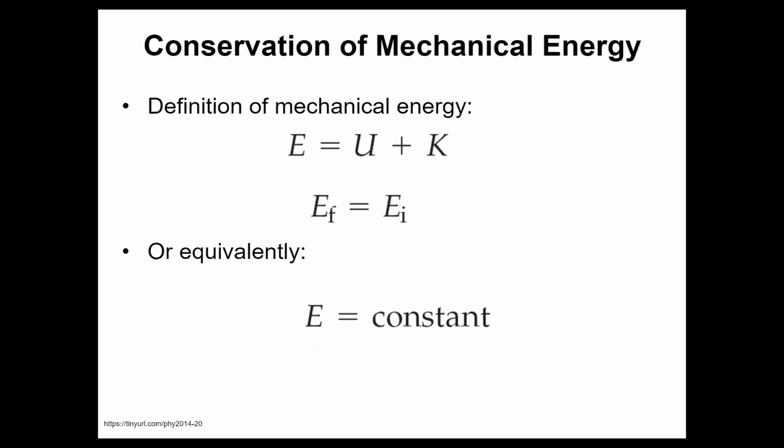If potential energy and kinetic energy add up to a constant, the sum of the two is called mechanical energy. So mechanical energy final is equal to mechanical energy initial, or you can say mechanical energy is equal to a constant. That's the conservation of mechanical energy.